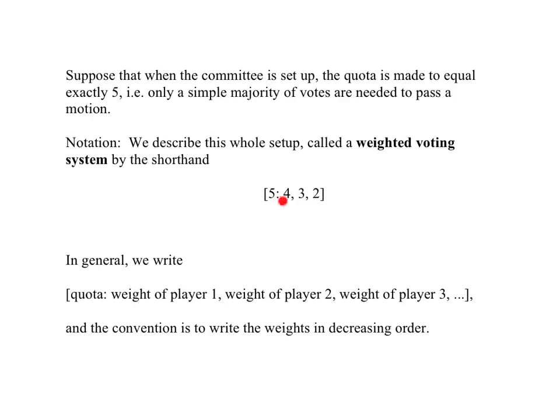We're going to denote this particular weighted voting system by 5: 4, 3, 2. So in general, that's quota first, followed by a colon, then weight of player number 1, weight of player number 2, weight of player number 3, etc. Okay. The convention is to write the weights in decreasing order.